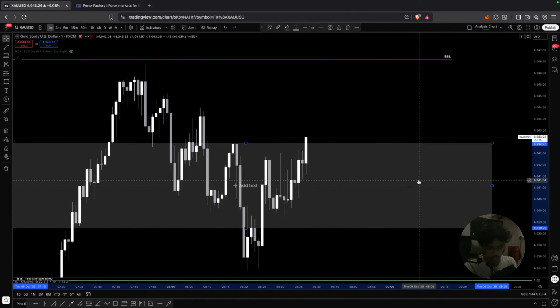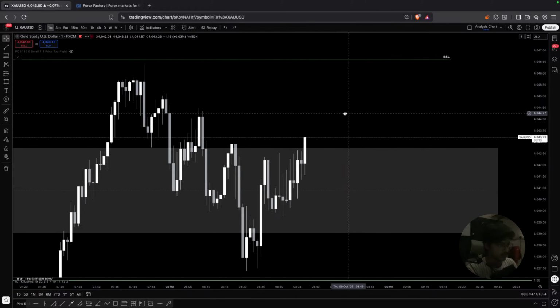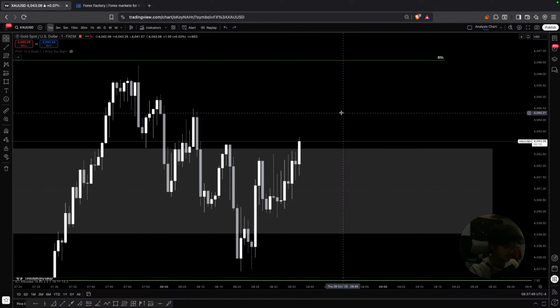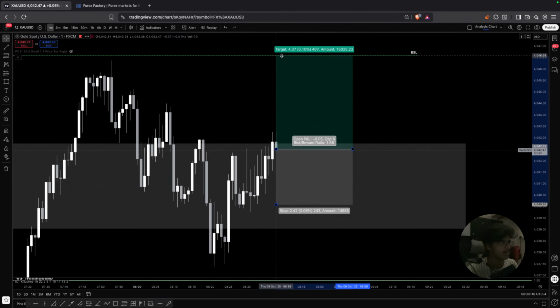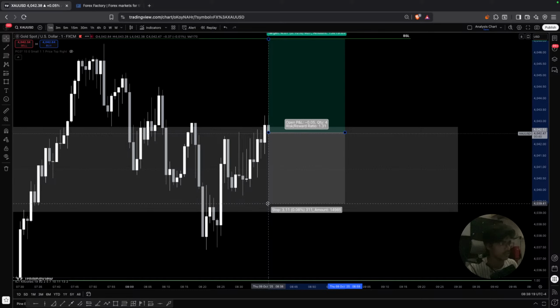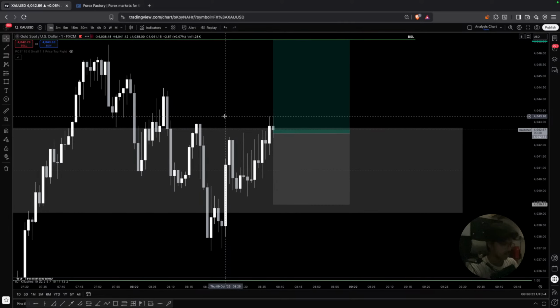Okay, that is what I look for in a good market to trade in. Also close. I have entered the market at this point. Okay, let's see how the price is actually going to play out. Risk reward of 1.5.